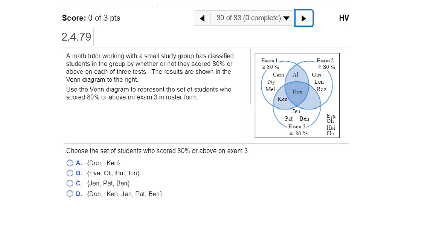We want all of the students who scored 80% or above on exam 3. So we disregard exam 1 and 2. We only look at exam 3. And we want the students that scored 80% or above, so that's all the students within that circle. That would include Ken and Don, Jen, Pat, and Ben. So that's answer choice D.